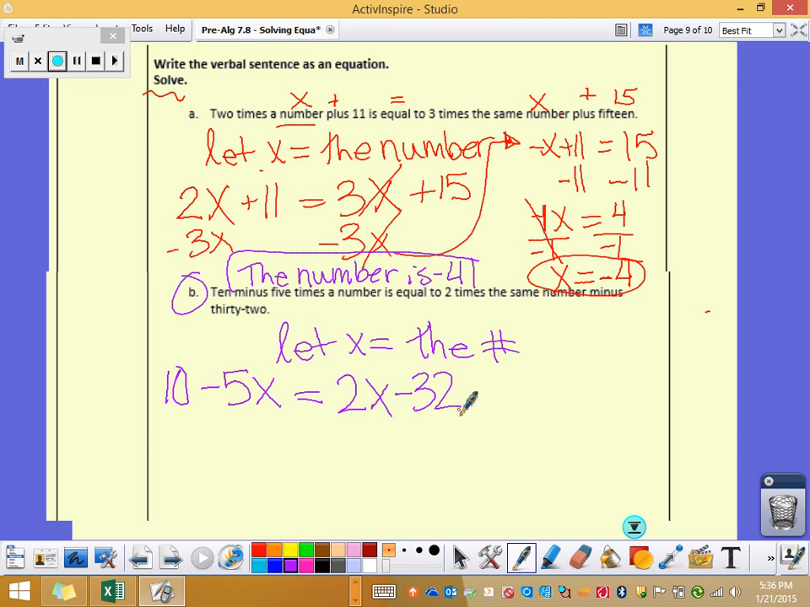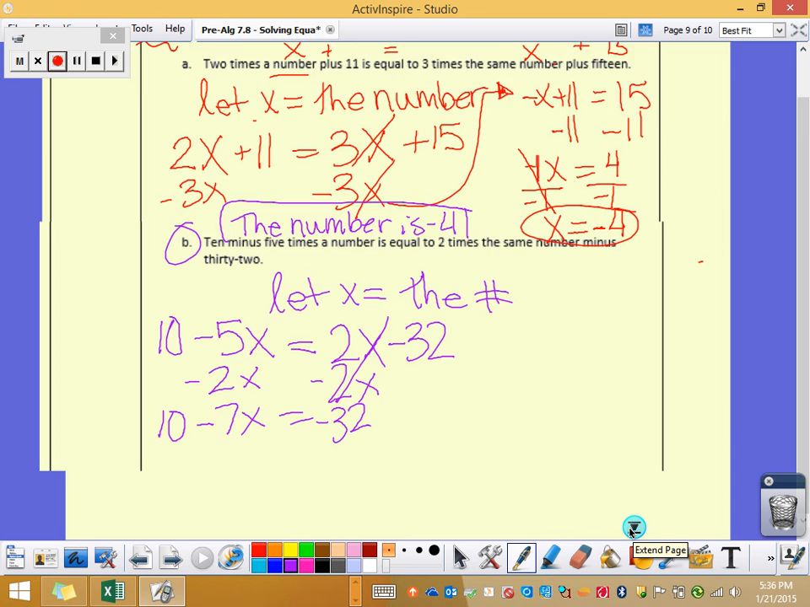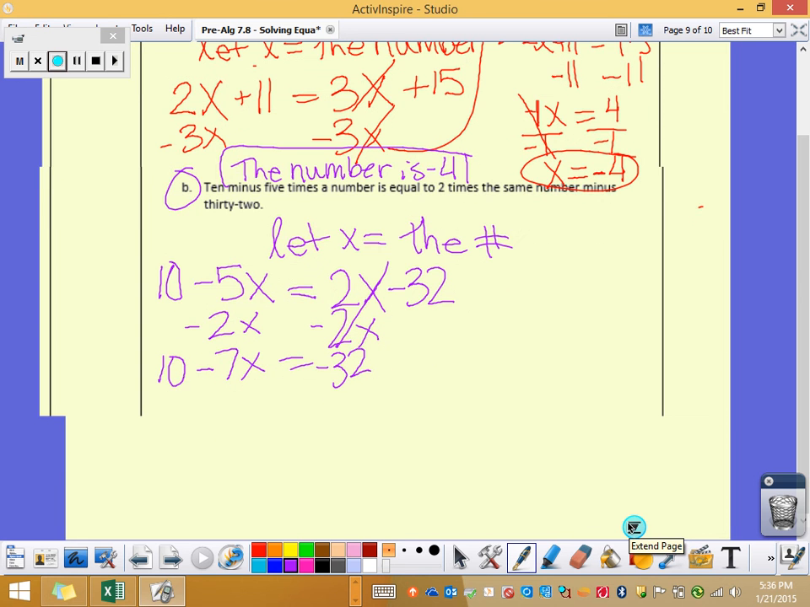Now let's solve it. Subtract 2x from both sides. I've got to move my x's over to the left side. Negative 5x minus 2x, didn't touch 10, but we get a negative 7x here equals, those 2x minus 2x cancel out, equals negative 32. Okay, from here, I need to get x completely alone, so there's a positive 10 clinging on to him. We're going to subtract that 10 off. Those two cancel out. We're left with negative 7x equals negative 42.